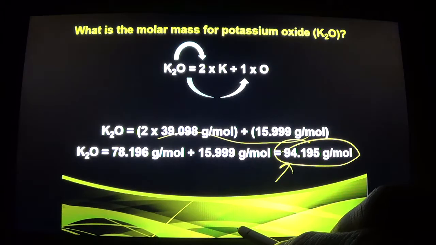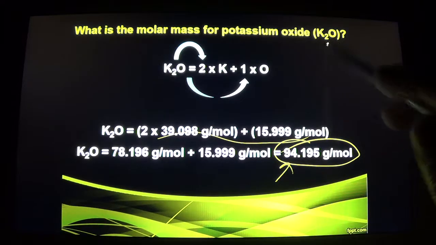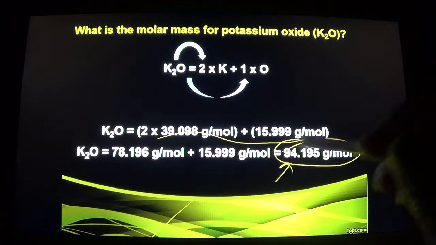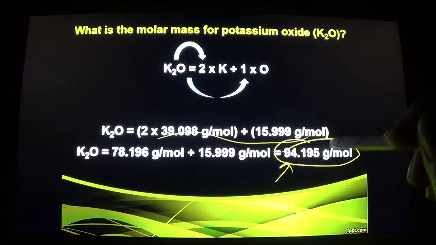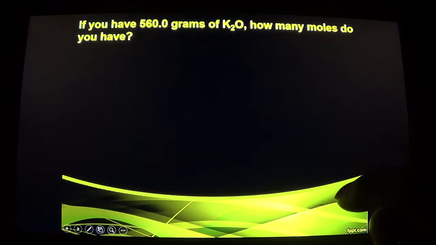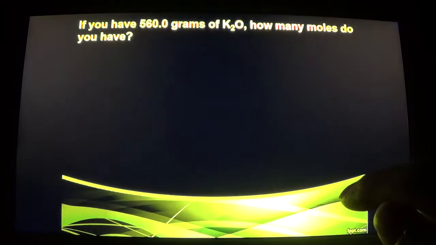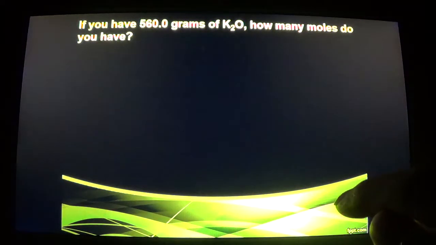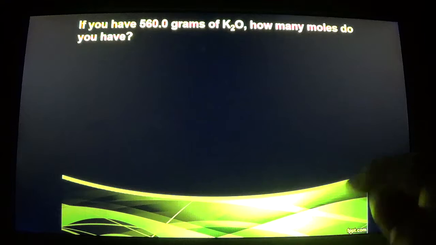But notice I have a conversion factor. 1 mole of potassium oxide is worth that many grams. So 94.195 grams per 1 mole. Okay, let's use that now. So 2 final examples. I'm going to have 560 grams of potassium oxide. Maybe like in the lab tomorrow, you've scooped out 560 grams of potassium oxide and you've put it in a little cup. How many moles did you just put into the cup?